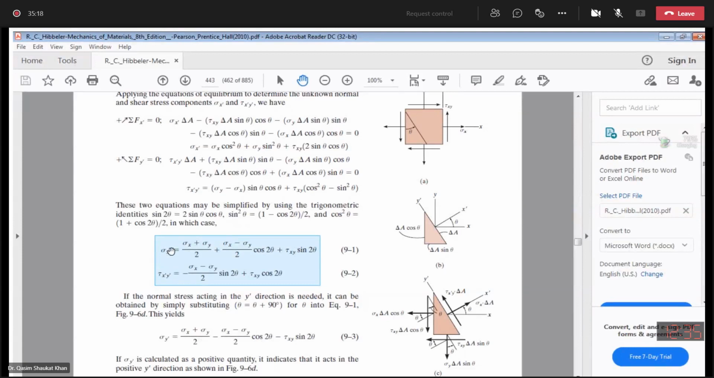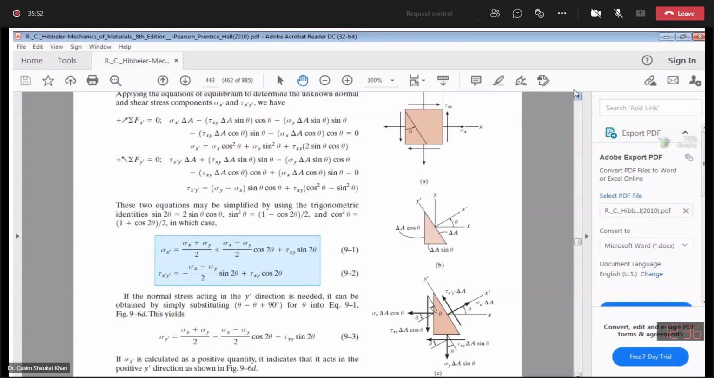The difference between the sigma x dash equation and the sigma y dash equation is only of the signs. Over here it is positive, positive. Over here it is negative, negative. So the transformed normal stress equations, sigma x dash and sigma y dash, are similar. The only difference is that in sigma x dash you have positive signs, whereas in sigma y dash you have negative signs.